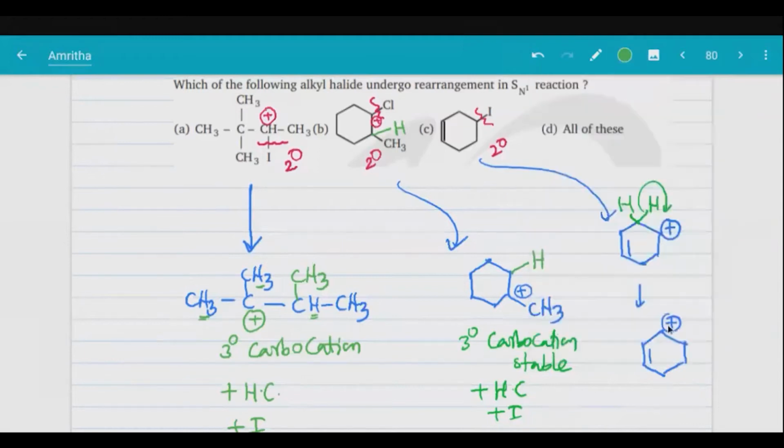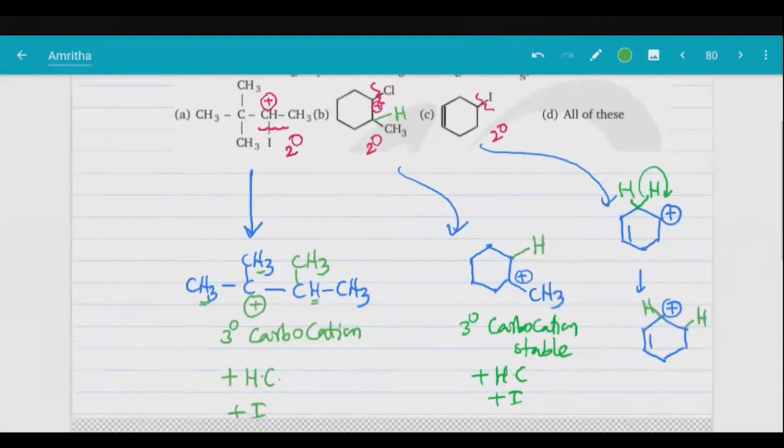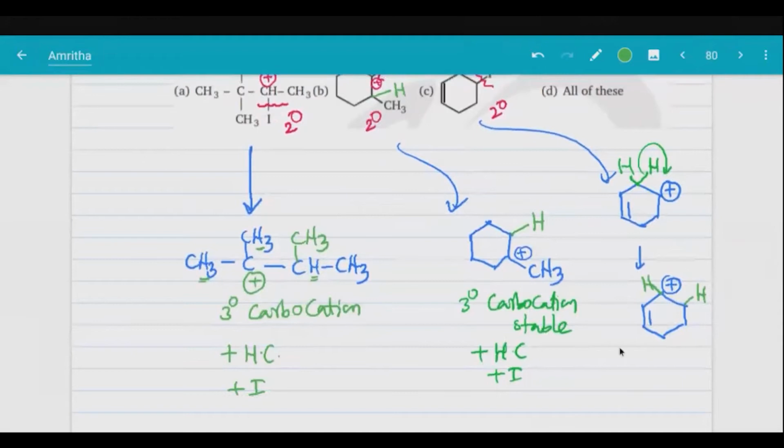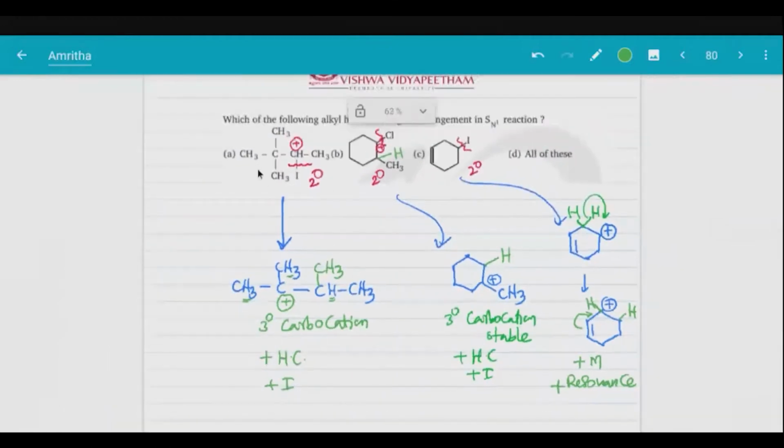One of the hydrogens is shifted. Okay, it is secondary, no doubt, but it is stabilized by resonance. Pi electrons are there, stabilized by resonance. Plus M means resonance, mesomeric effect. Okay, resonance is stabilizing this carbocation. So what is the option now? All cases, there is rearrangement. SN1 is possible and rearrangement is possible.